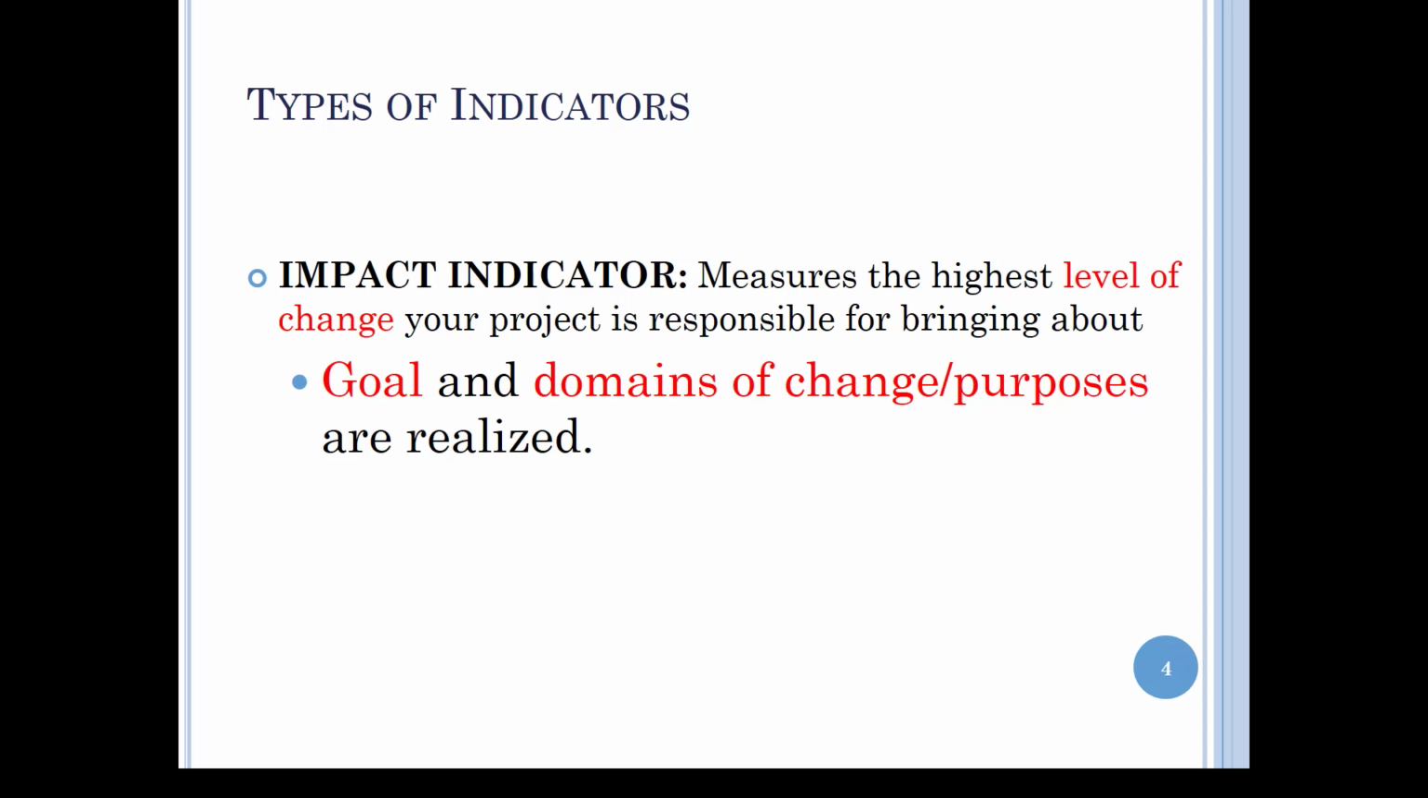With impact indicators, we mean the goal of the project and the domains of change that you can also now call purposes if you are targeting those specifically. If you are targeting a couple of domains of change, those that you are targeting in your theory of change graphic, those you can call purposes, don't forget.